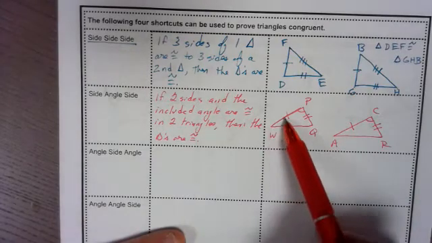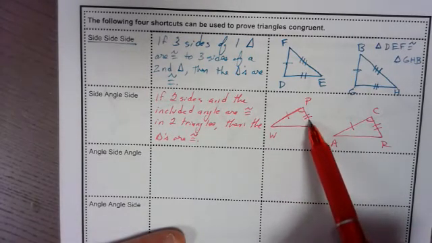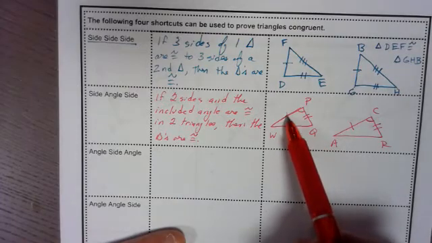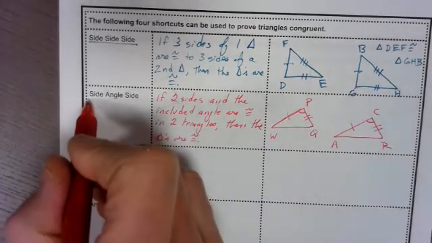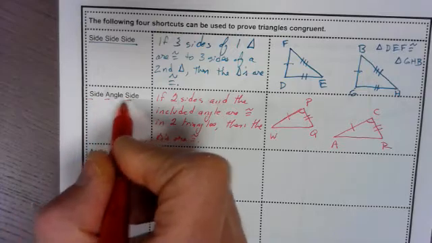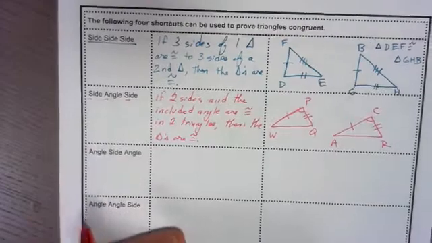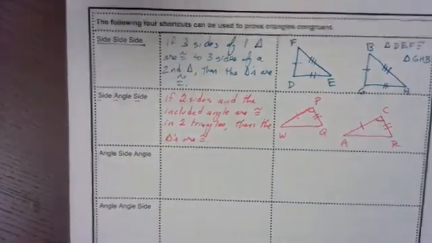So as we move around the triangle, we start with one side that's congruent, then we have the angle, and then we have another side. So side, angle, side. The angle is sandwiched between the two sides, and that's going to tell us that the two triangles are congruent to each other.